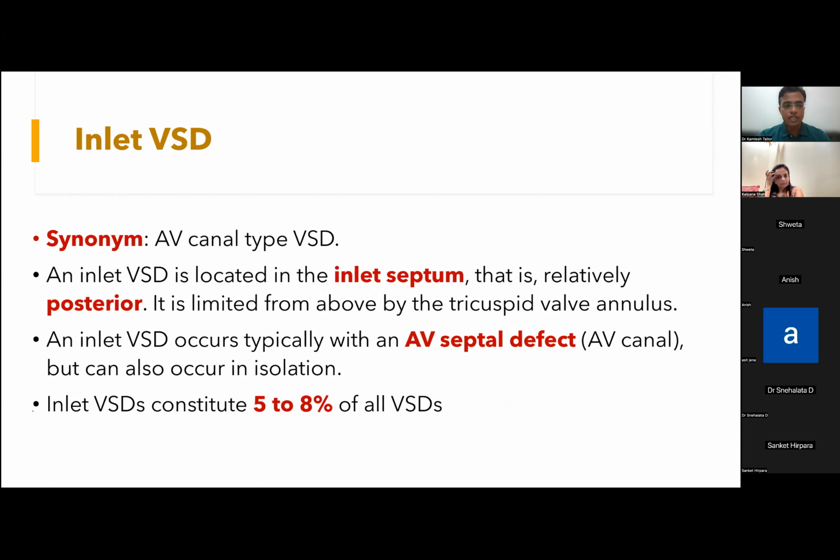Inlet VSD is also known as AV canal type VSD. It is associated with septum primum ASD as well, and usually associated with AV canal. So in an AV septal defect, there will be a large ostium primum ASD and a large inlet VSD, associated with either the mitral or tricuspid component of the valve leaking. It comprises around 5 to 8% of all VSDs.